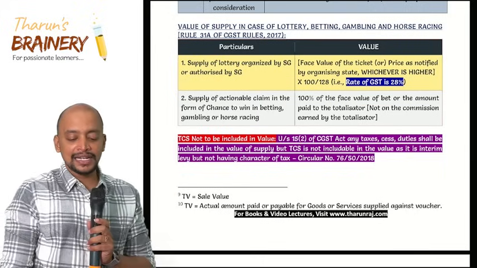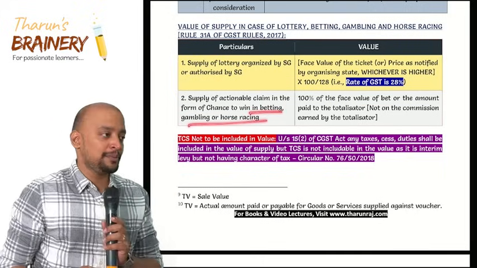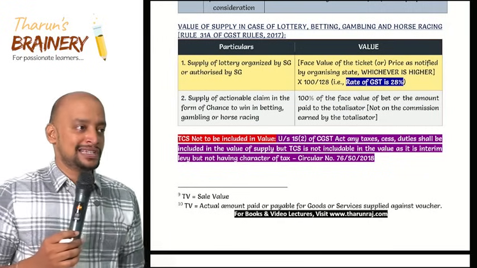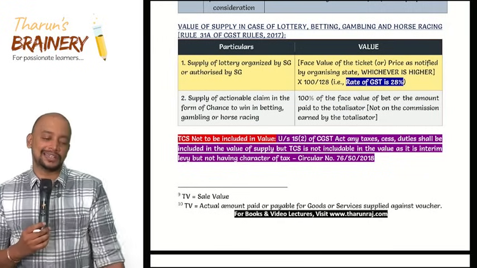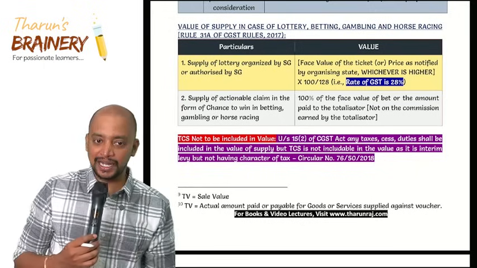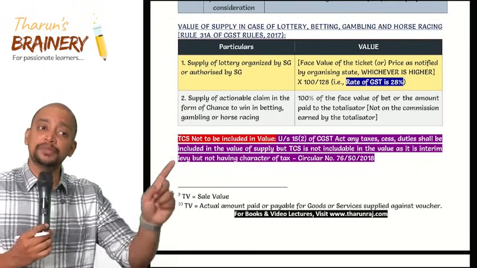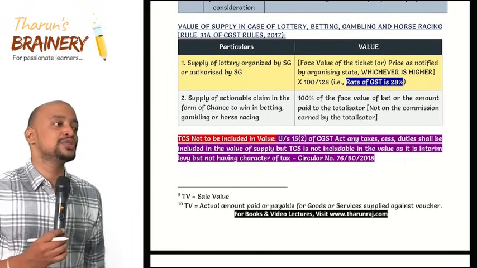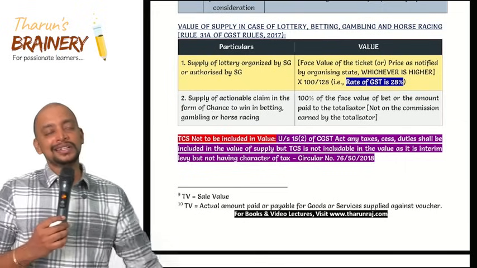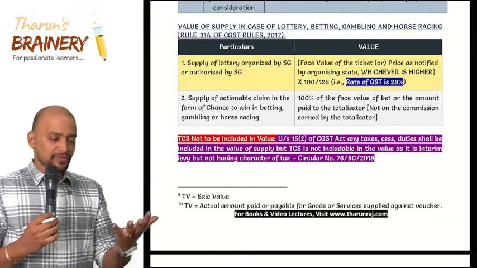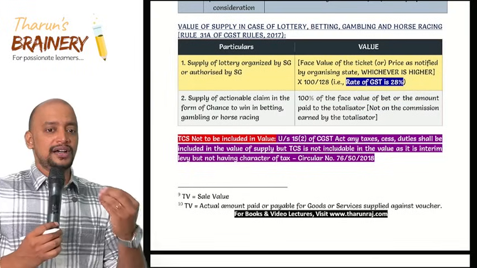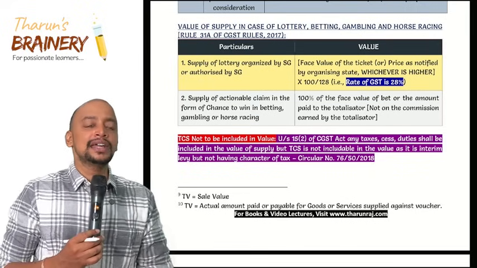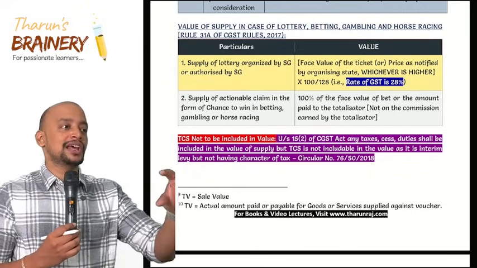Value. Then in case of lottery, betting and gambling, including horse racing, what should be taken as the value for payment of GST? Generally, in case of horse racing or winnings from gambling or betting, GST is not payable by the person who won the amount, but GST is payable by the totalizer, that is, who is organizing the betting transactions. Say for example, there is betting on Dream 11, and such betting transactions are happening on Dream 11. So Dream 11 is the organizer, the totalizer.